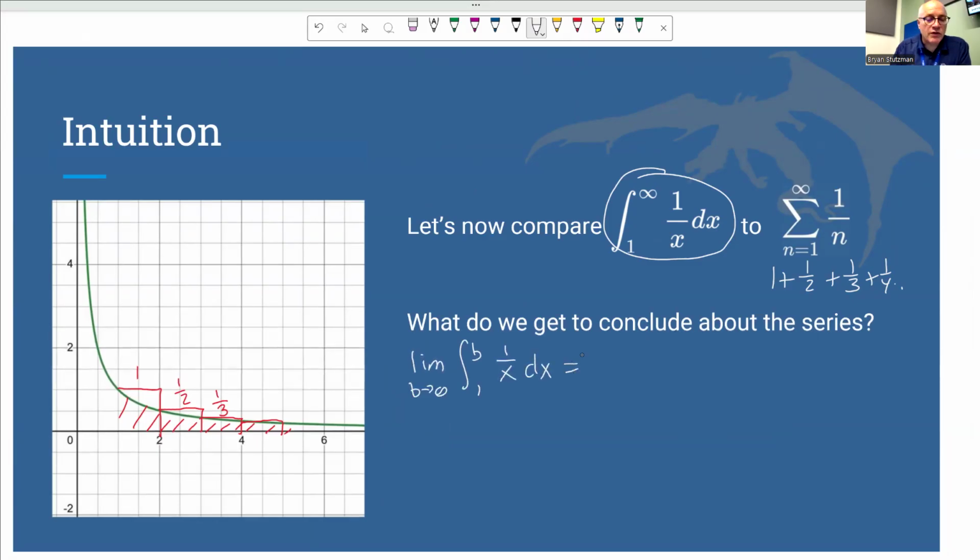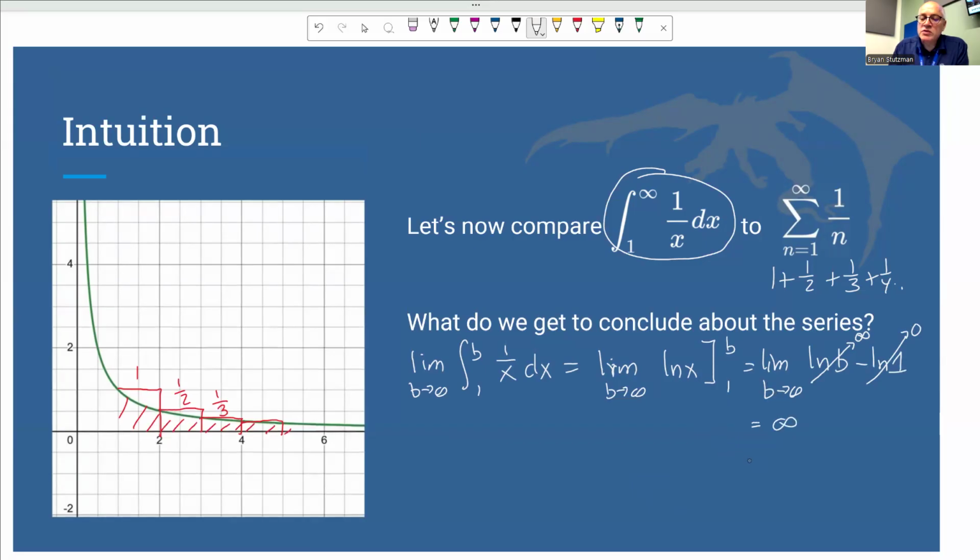The antiderivative of 1 over x is the natural log of x. Well, it's the natural log of the absolute value of x, but since x is always going to be a positive number as x goes from 1 to infinity, that's okay. Limit as b goes to infinity, the natural log of b minus the natural log of 1. Natural log of 1 is 0. Natural log of b as b goes to infinity is divergent. It goes to infinity. It goes very slowly, but it does go to infinity.